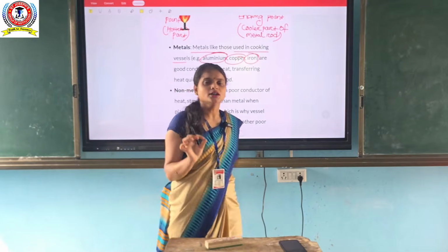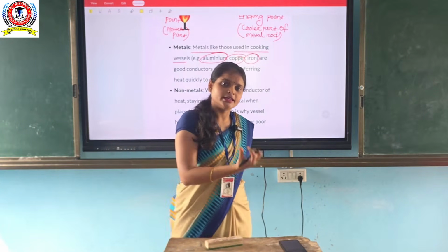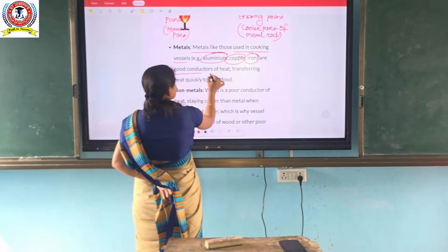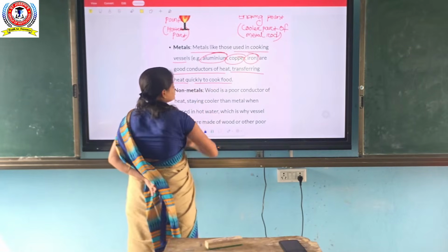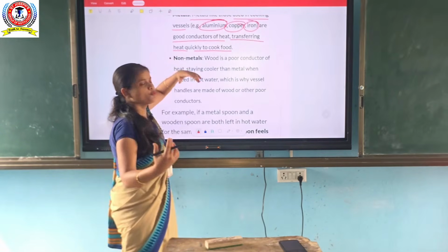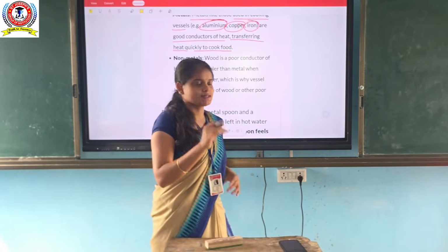Metals are good conductors of heat. They can easily carry heat from one point to another point. So, good conductors of heat transfer heat quickly to cook food. Okay, so that your mom can easily cook the food with the metal vessel.